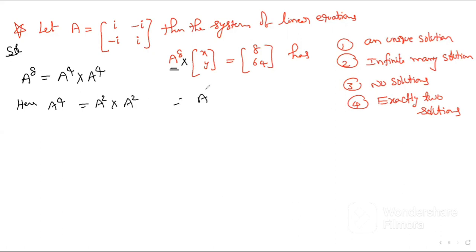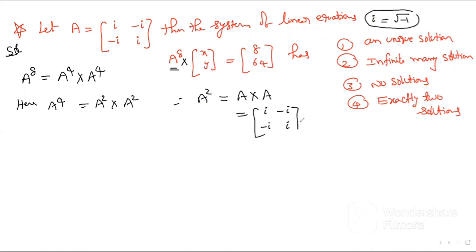Here A square can be written as A into A. First find out the A square value. Here the A matrix has entries i and minus i, where i is the iota value, root minus 1. So we multiply the matrix with itself. What we get here? i is equal to root minus 1, so i square is minus 1, the iota whole square is equal to minus 1.